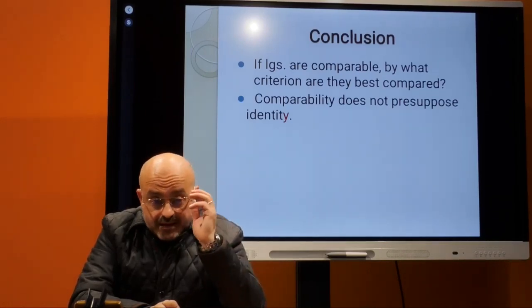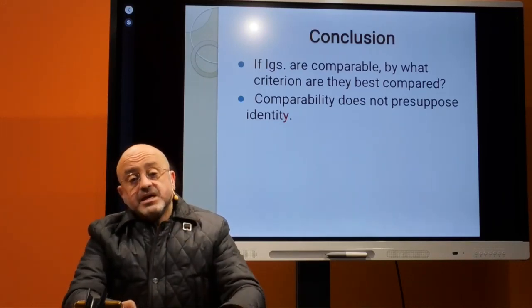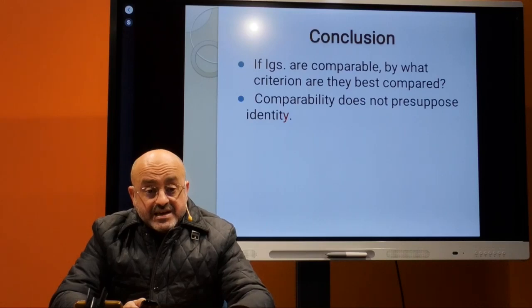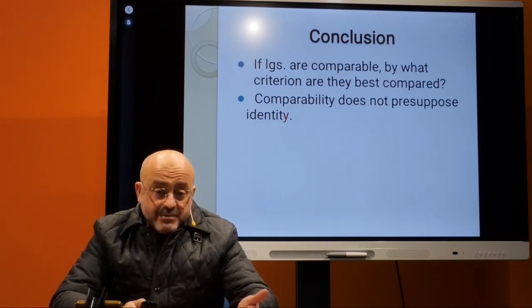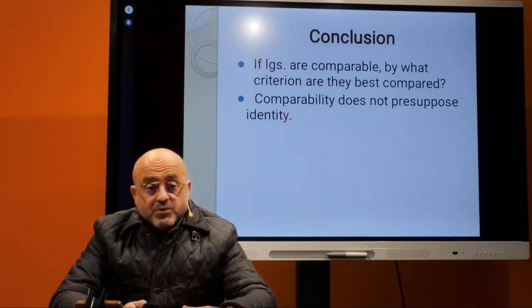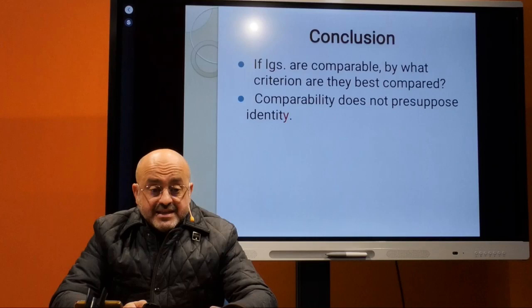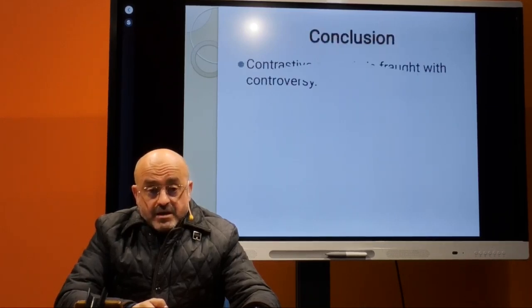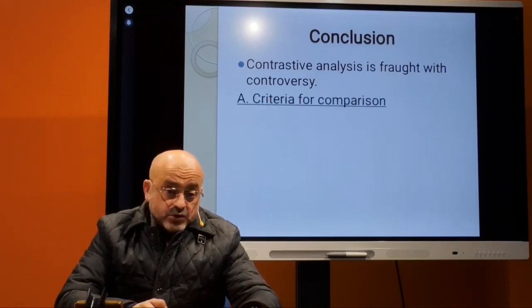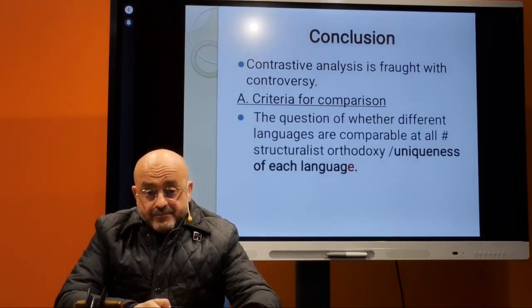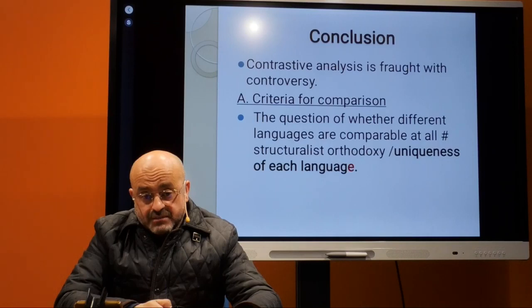Another question that arises is, if we say that each language, which is something said by structuralists themselves, is unique, how can we compare them? Still, one way to defend their opinion is to say that comparability does not presuppose identity. So when we compare, we are not saying that the two languages or the two linguistic systems are the same. So that's why you can say that contrastive analysis is fraught with controversy, mainly the point that I have just mentioned about the uniqueness of each language.